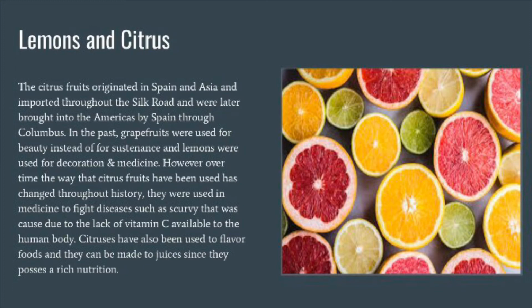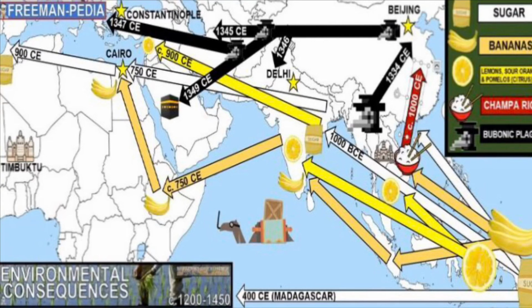They were used in medicine to fight diseases such as scurvy, which was caused by the lack of vitamin C in the human body. Citruses have also been used to flavor foods, and they can be made into juices since they possess rich nutrition. As we can see from this map, these products, as well as ideas, traverse from region to region. However, diseases also spread, which cause pandemics to occur.